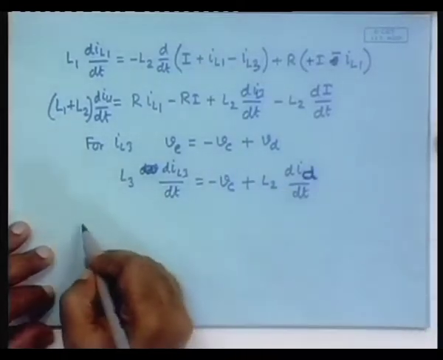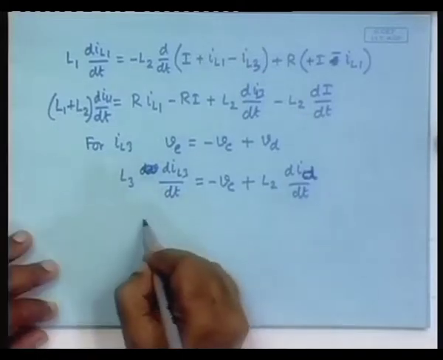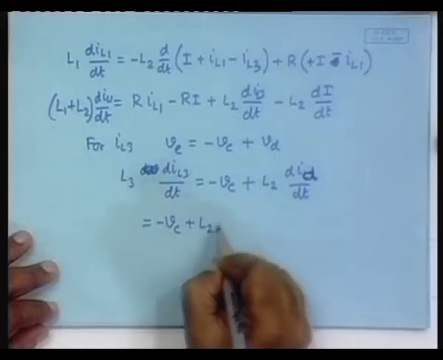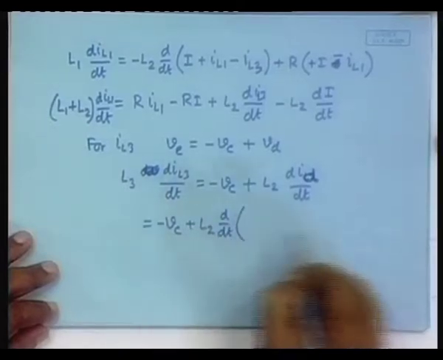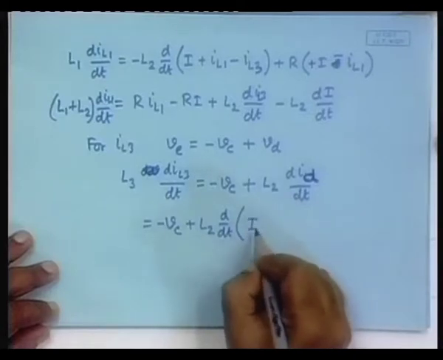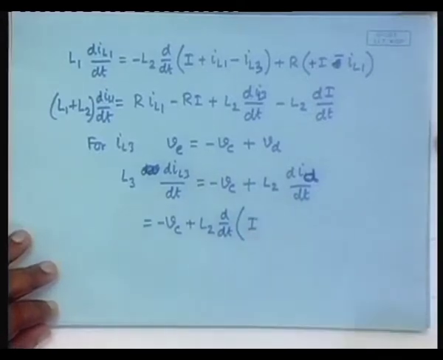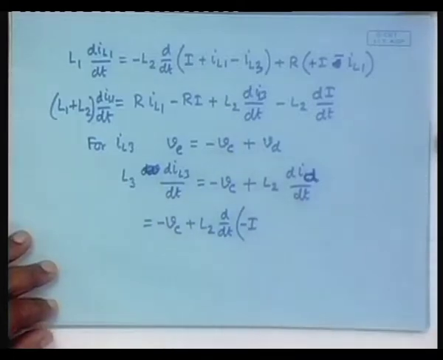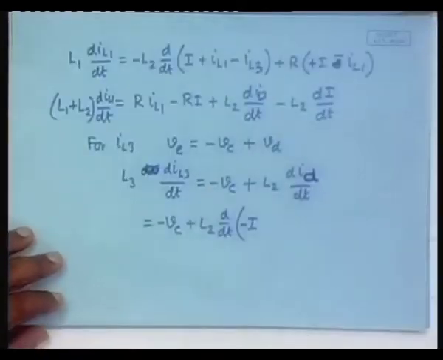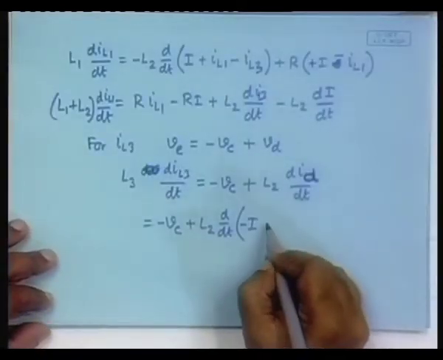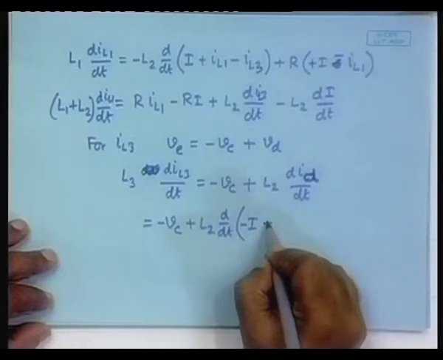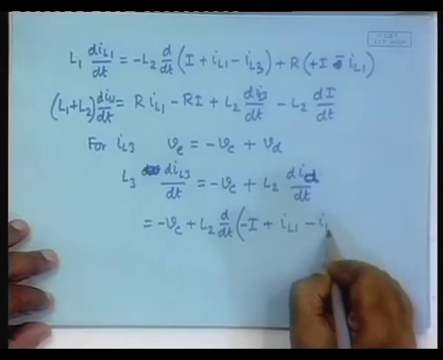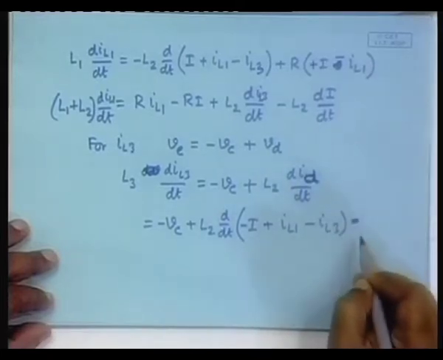When you substitute, you get is equal to minus VC plus L2 d dt of this whole thing, which is minus I plus IL1 minus IL3.